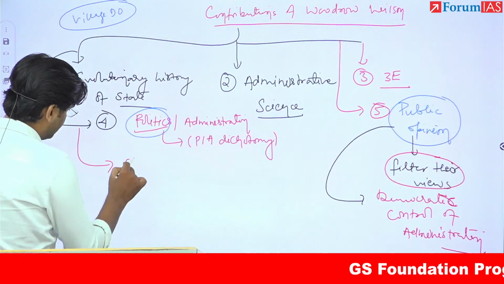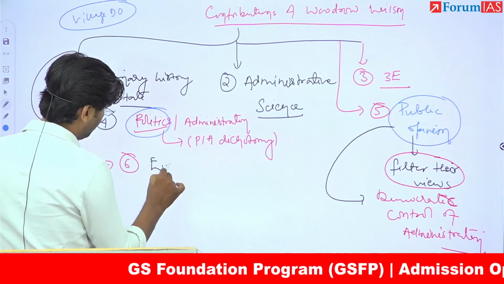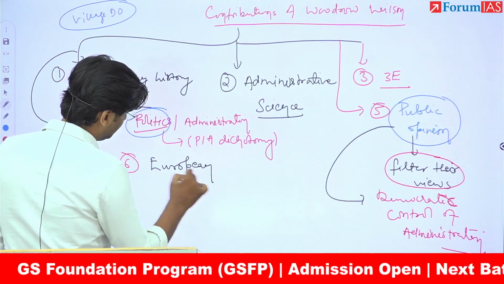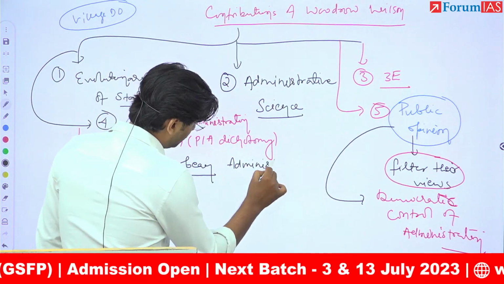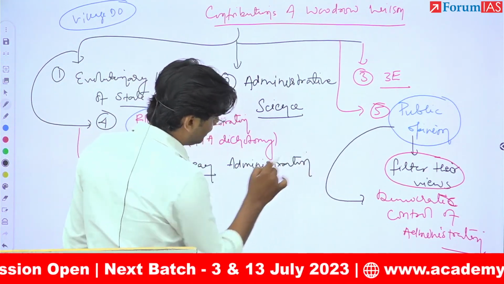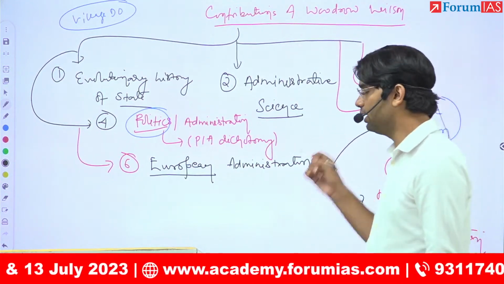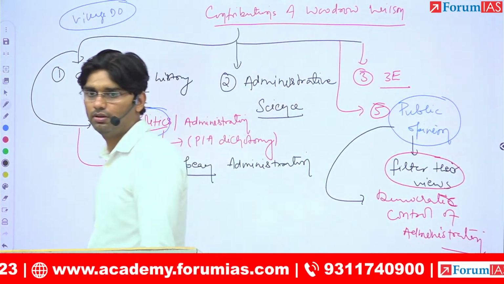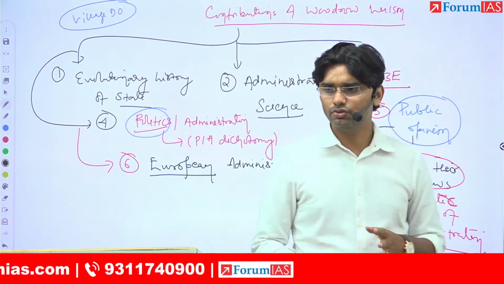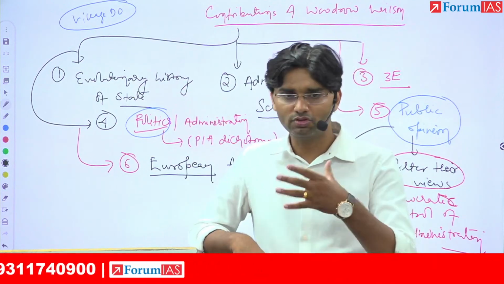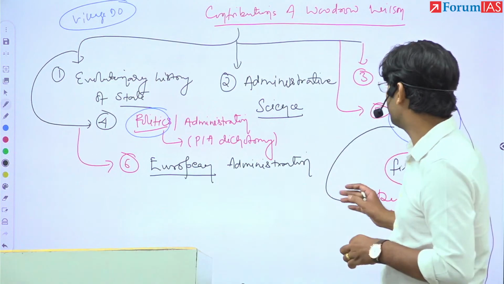Number 6. I told you how Woodrow Wilson was influenced by European administration, and in Europe there was a focus on government simply for one reason: they were monarchical states. Obviously if monarchy is there, there will be peace, because law and order will be very strictly maintained. That is why government was the focus during this time.